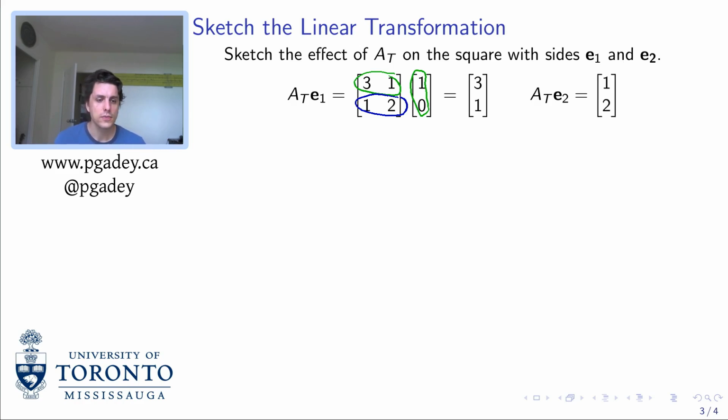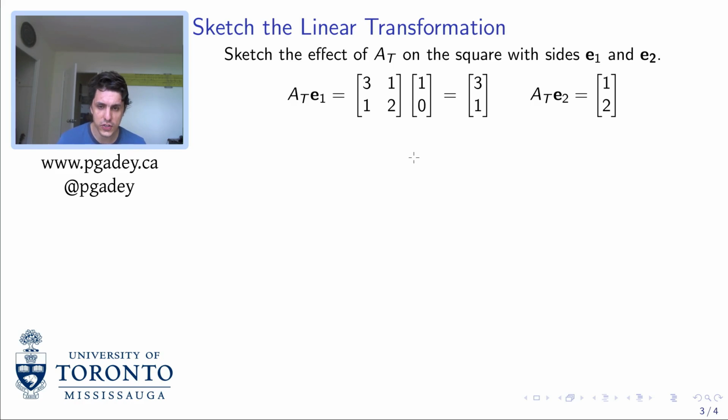One thing I want to point out about this process is that this matrix multiplication extracts the first column of our matrix. When we do this multiplication, the answer is that first column. Very, very important fact, very, very helpful to remember that multiplying against E1 extracts the first column of the matrix. Okay, now let's sketch the effect of this linear transformation on the square with sides E1, E2.